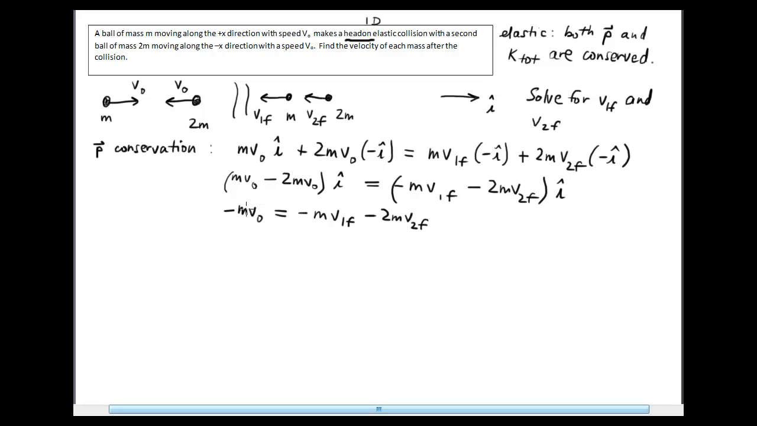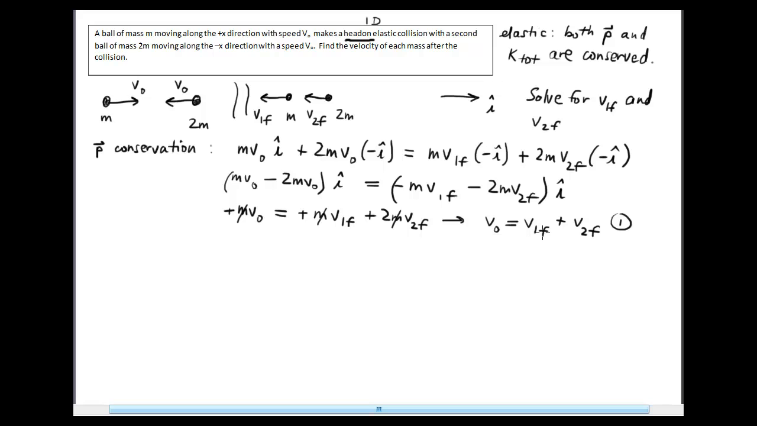So what can I do to simplify this? Well, let's go ahead and solve for v0. If I divide both sides by m, the m terms cancel out. If I multiply both sides by minus 1, then all those minuses become pluses. So I'm left with v0 equals v1f plus v2f. And I'll call that equation number 1. We'll use that in just a minute.